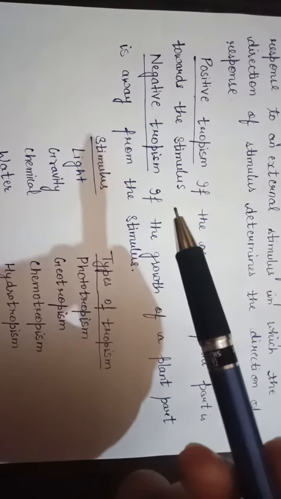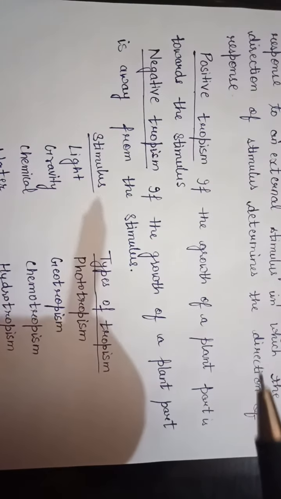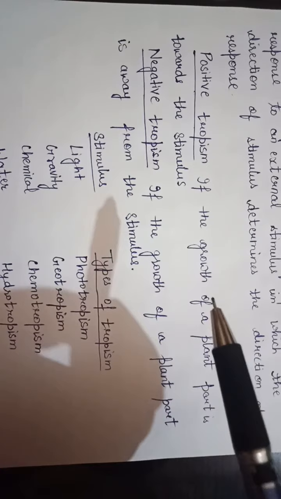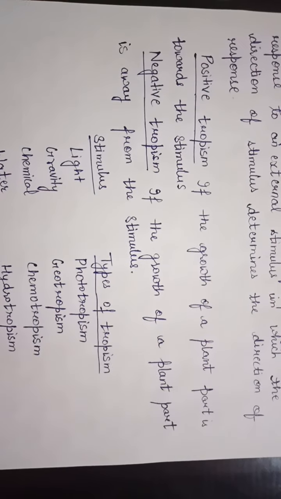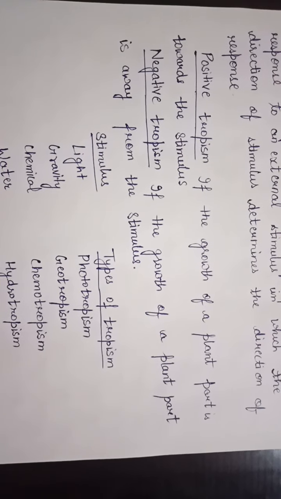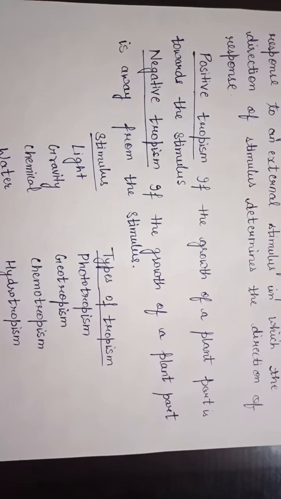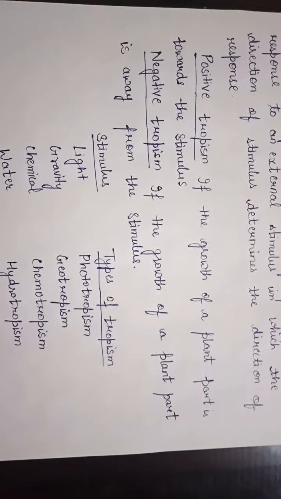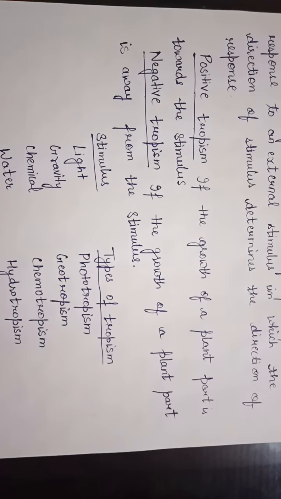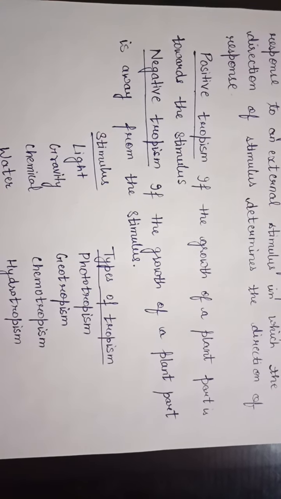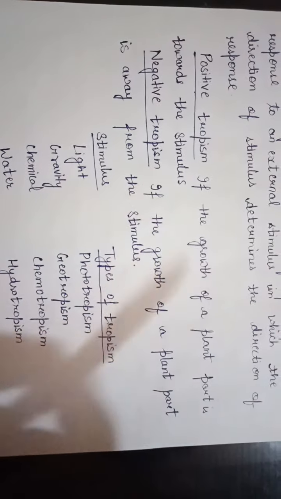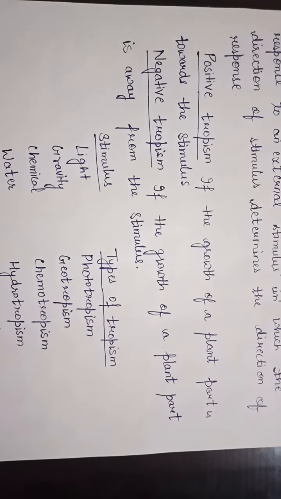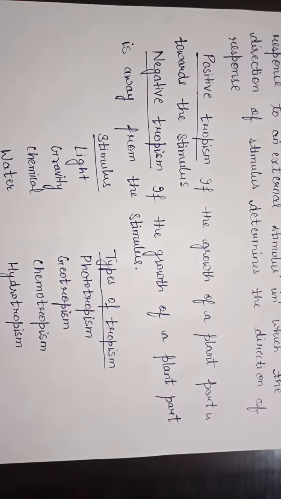There are two types of tropic movements. First is positive, and second is negative. In case of positive, the growth of a plant part is towards the stimulus. As I told you, the movement in any part of a plant is usually a growth movement, especially in case of the tropic movements. So the plants show their response by their growth.